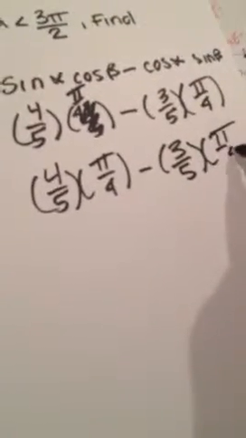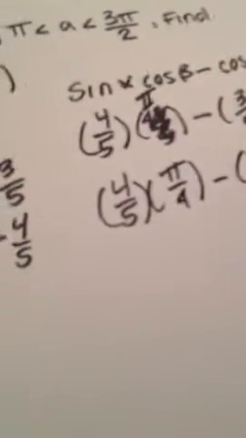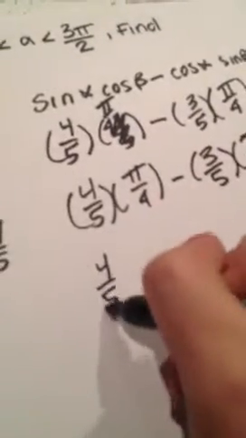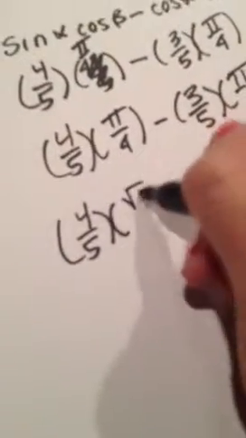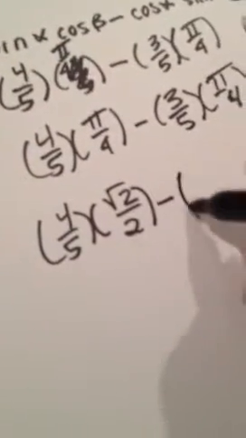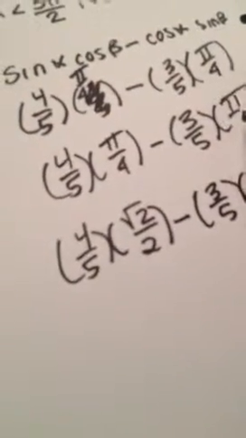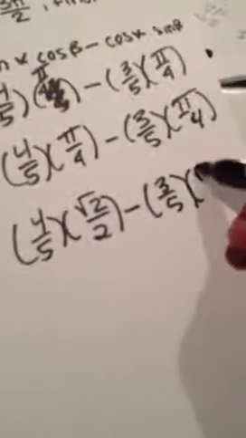times sine of pi over 4. So you want to find out what cosine of pi over 4 is on the unit circle, and cosine of pi over 4 is square root of 2 over 2. So you write 4 over 5 times square root of 2 over 2 minus, because you want to keep the same symbol, 3 over 5, and now you want to find sine of pi over 4, which is square root of 2 over 2.